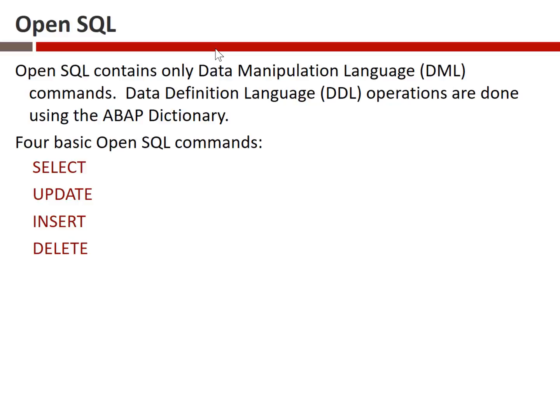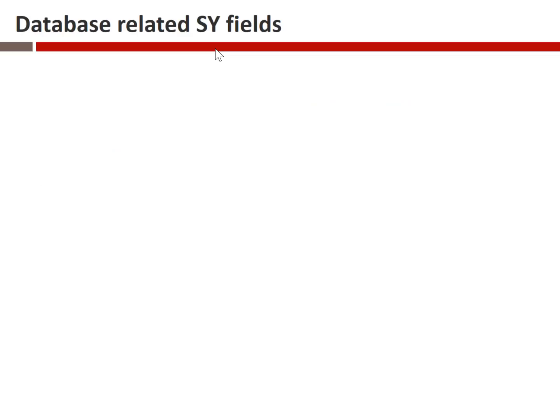We can insert, we can update records, we can pull records out of the table, but we can't actually create tables and other things like that in the syntax of our program because all that gets done in the ABAP dictionary. All right. Having laid the foundation, now let's move into some specifics. Every time we interact with the database, there are going to be two SY fields that are going to be populated with information.